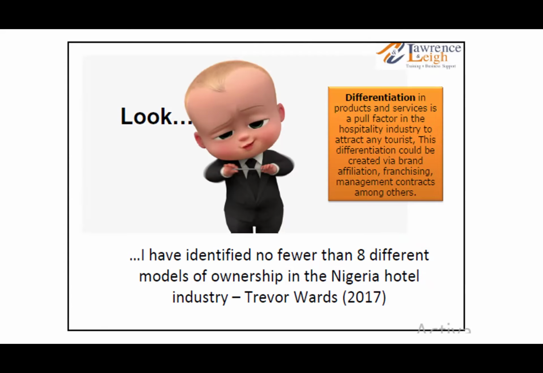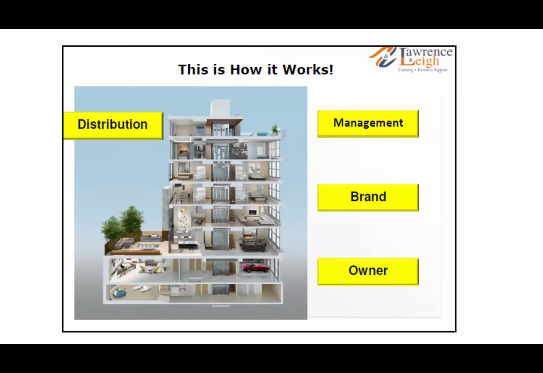So I'm going to be ending this class in the words of Trevor Wall in 2017, when he was trying to analyze the different types of ownership we have in Nigeria. And he said, look, I've seen so much, we have over 8. Now, this is a typical example. Number 1: the owner gets a brand and also has an operator. Number 2: the owner gets a brand and the brand owner is also the manager.